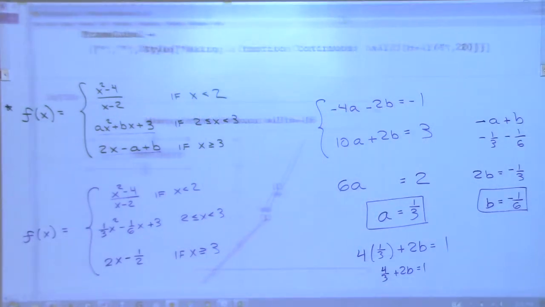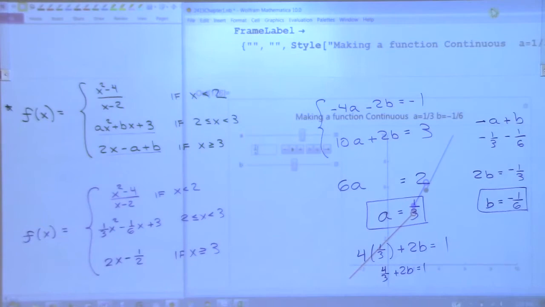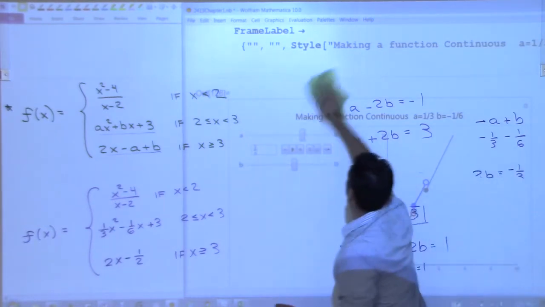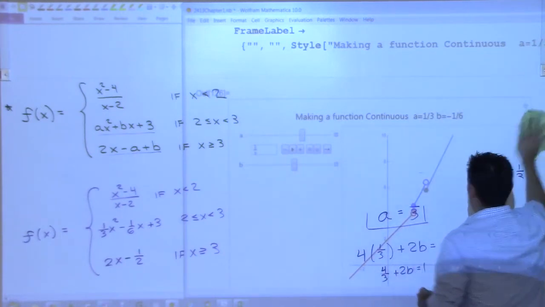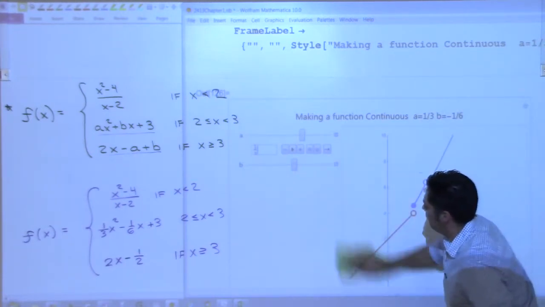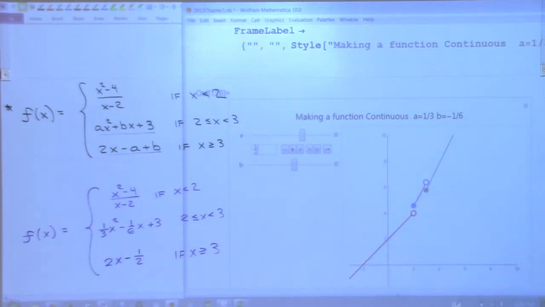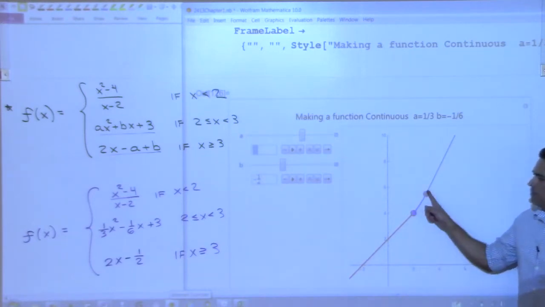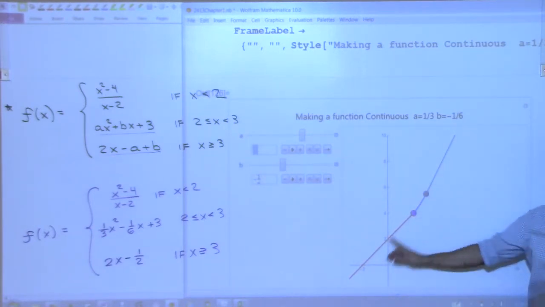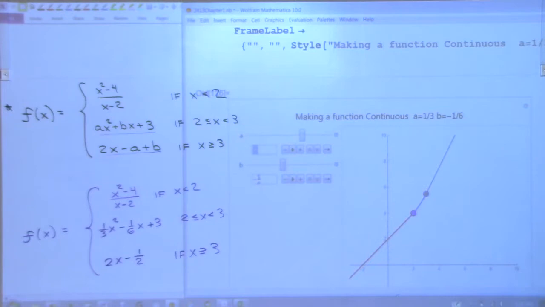That didn't work. Changing my value of a to 1/3. That didn't quite do it yet, right? But now I'm going to change my value of b to -1/6. And if I did it right, or if we did it right, they're all going to line up. Right there. See that? Okay.